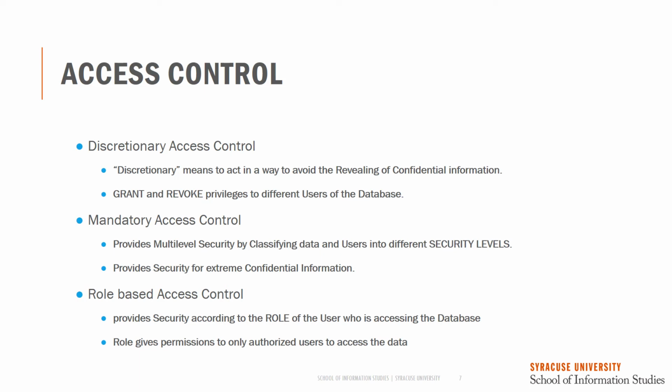The word discretionary means to act in a way to avoid the revealing of confidential information. A user may be granted the privilege to access a certain object with a certain action, for example, read the object or modify the object. In this method, we can grant and revoke privileges to different users of the database. Mandatory access control provides multi-level security by classifying data and users into different security levels. Mandatory access control provides security for extremely confidential information.